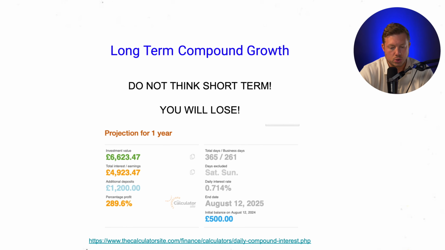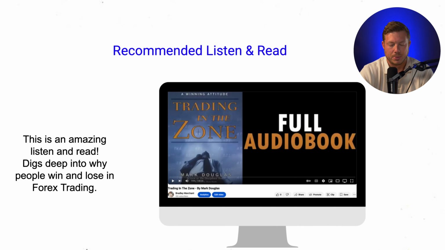If we were just to do small, consistent growth in the space of a year, there'd be 4,923 in total. Like I always like to show this, you can head over to thecalculatorsite.com and click on the daily compound interest. I'm not going to go into this too much because, again, people get excited by the big numbers.